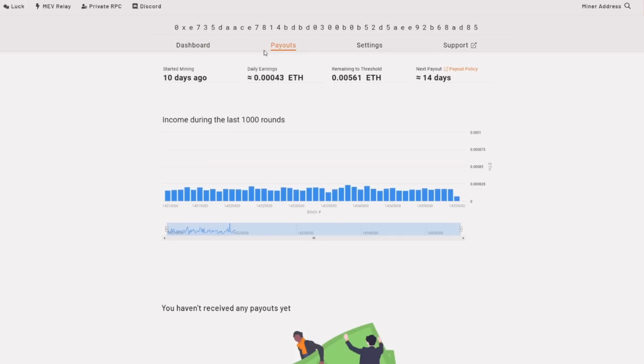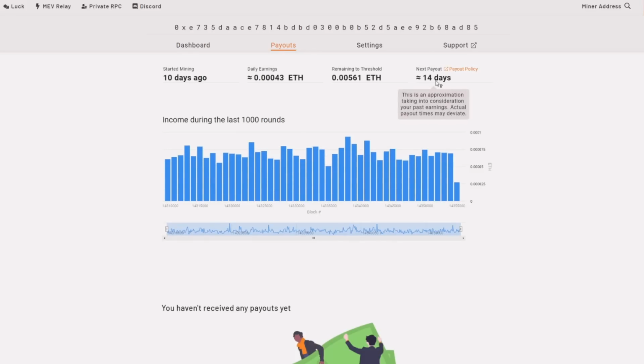If you go over to the payouts tab, you can see it is estimating based off of our current hash rate that we will be paid out every 14 days. So I'm not going to see anything in my wallet, that wallet that we set over here in HiveOS, until 14 days from now. That means it'll take 24 days total, roughly, for me to see any payout in my wallet. It also tells you your remaining amount of Ethereum needed to hit the threshold. I still need 0.00561 in order to do that. And as I said, started mining, look at that, 10 days ago. Bam! Which is awesome.